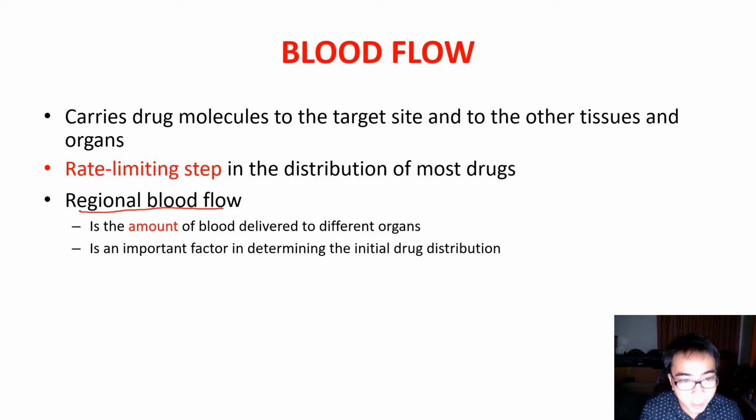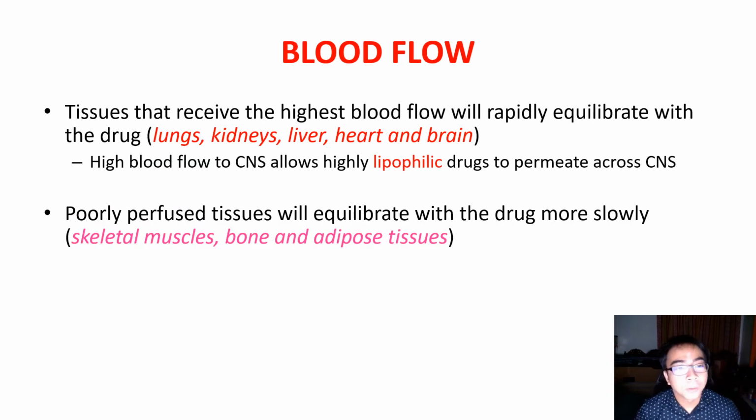Okay, and it's an important factor in determining the initial drug distribution. Basically, class, the absorption of drug, especially from the GI tract, is very much dependent on the regional blood flow, or what we call the splenic blood flow, the blood flow that goes towards the GI tract. Tissues that receive the highest blood flow will rapidly equilibrate with the drug. Examples of which are lungs, kidney, liver, heart, and brain.